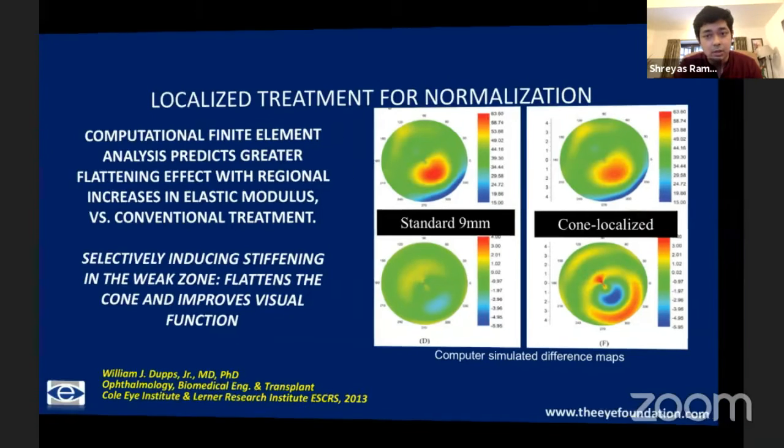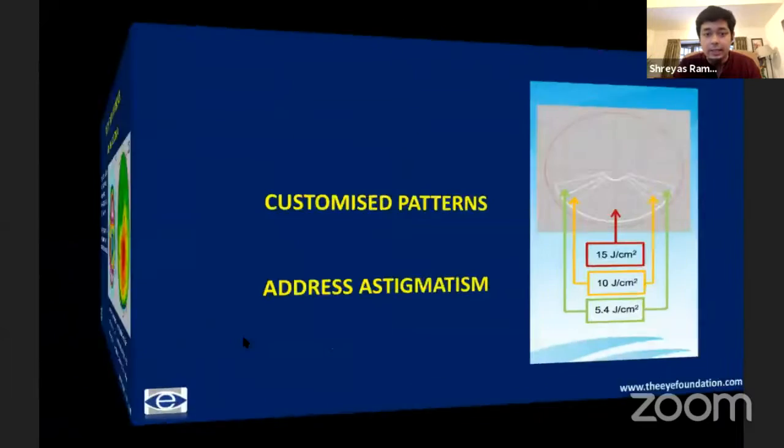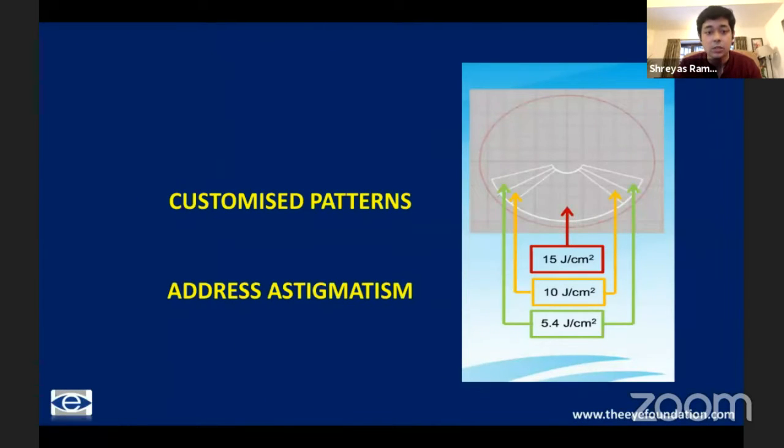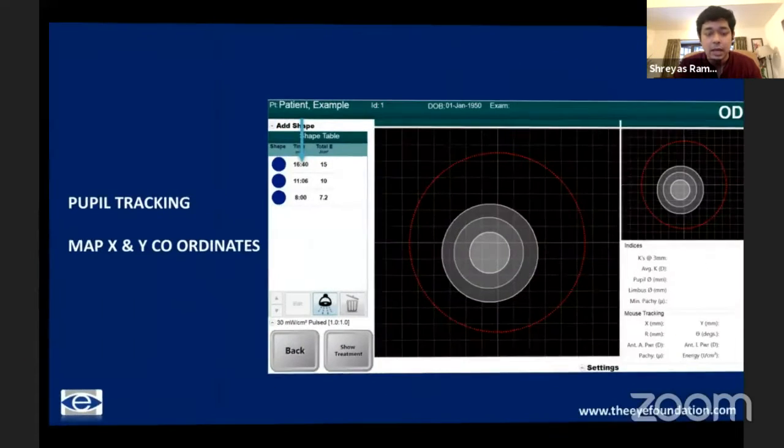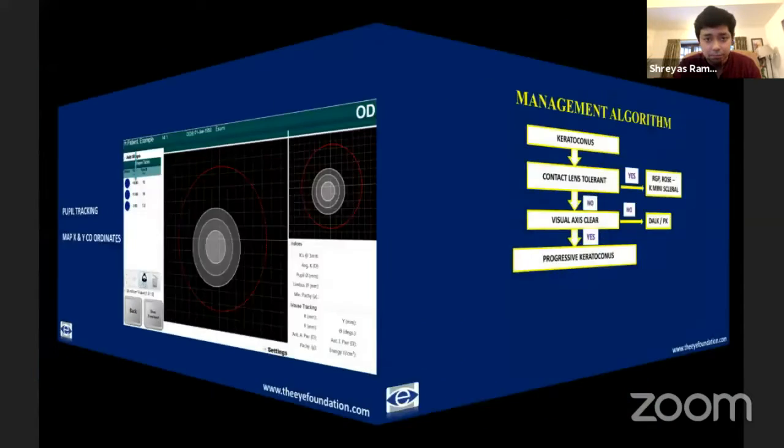And customized cross-linking would be exceedingly useful in a patient with an iatrogenic ectasia, as they are more likely to have a greater degree of IS asymmetry, a localized elevation, and a localized flattening and strengthening is something which would be a great idea in these patients. We have customized patterns which can also address astigmatism, and also with pupillary tracking ensure that they get adequate cross-linking, but at the same time adequate flattening as well.